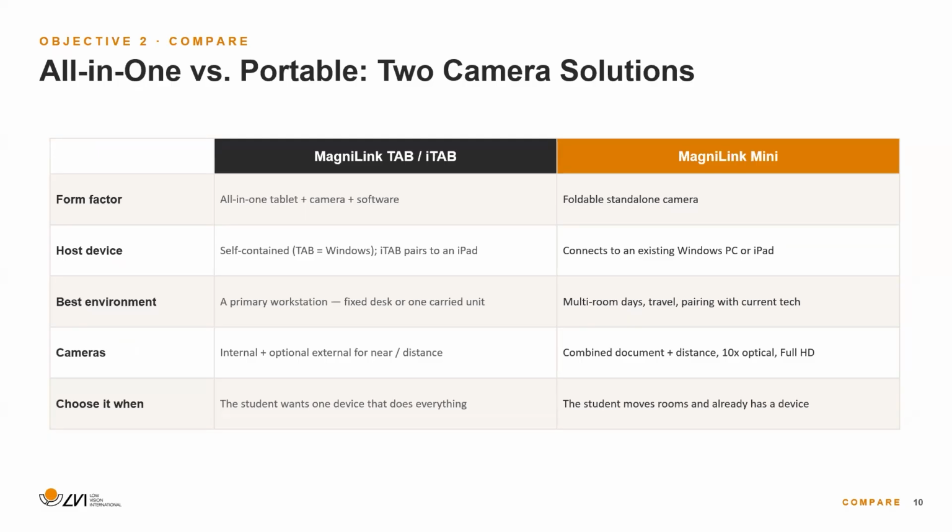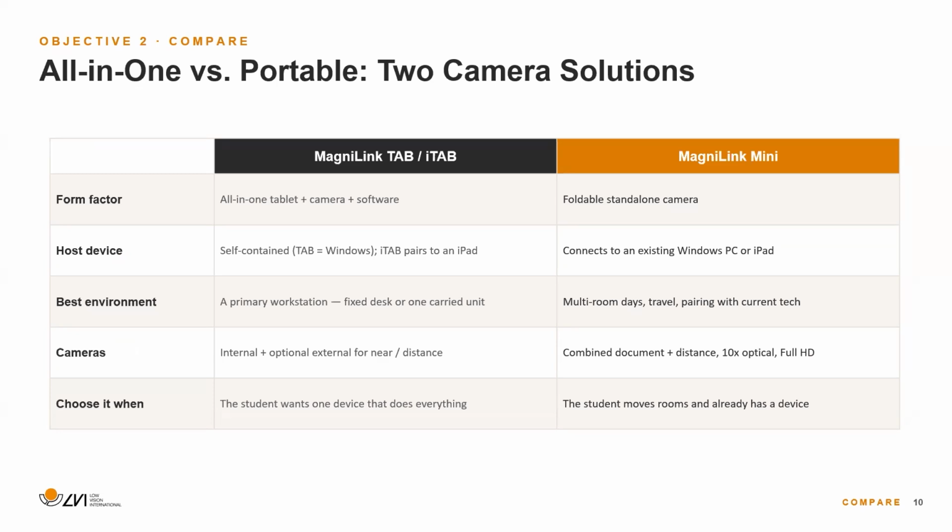So we've talked a little bit about the three different options with these LVI cameras, kind of the all-in-one versus the MagnaLink S versus the MagnaLink Mini. So let's go down a little bit of a decision tree to think about what might fit best in which location.